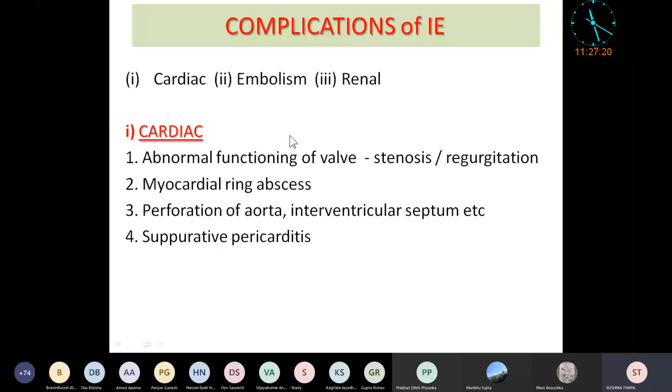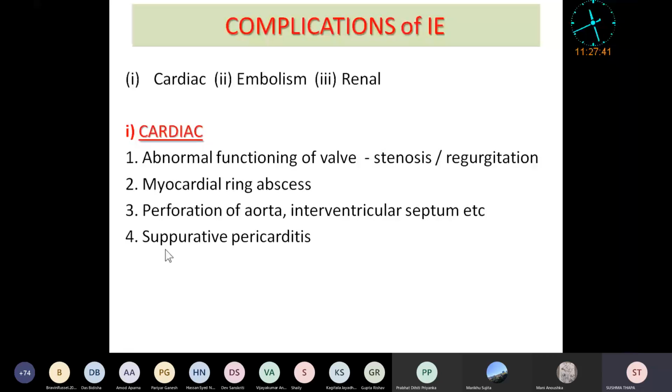Okay, if the vegetations are present in the aorta, then there will be perforation of the aorta, or if it is present in the septum, there will be interventricular septal perforation, and it may reach the pericardial layer, and that abscess will be there.